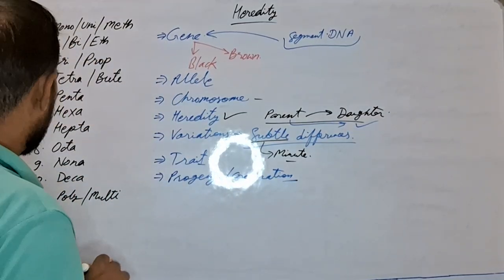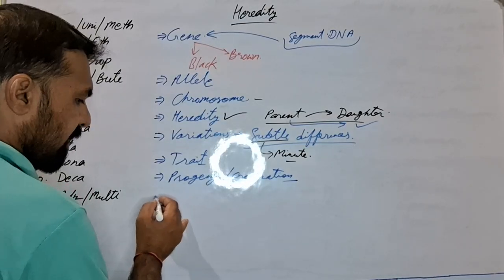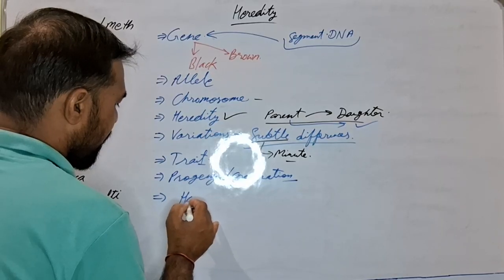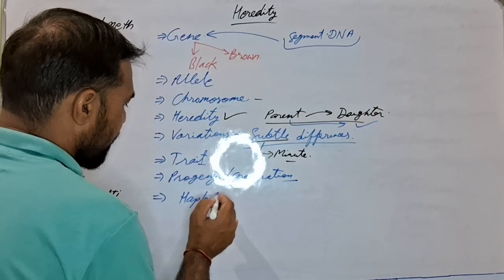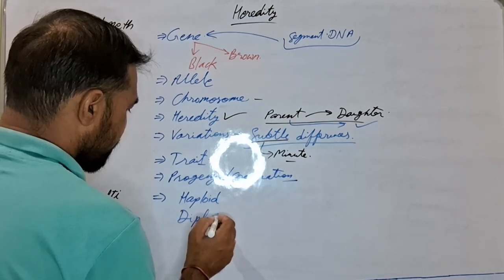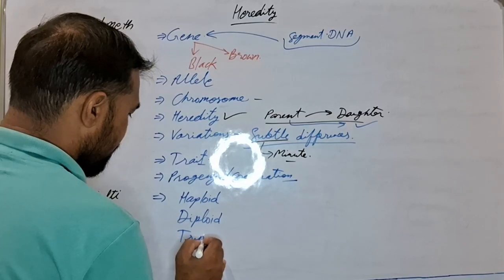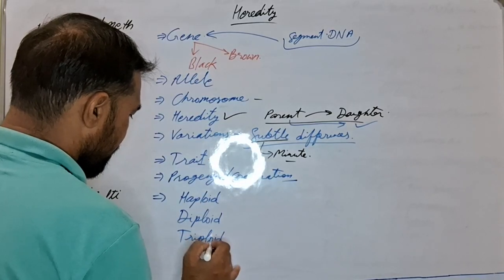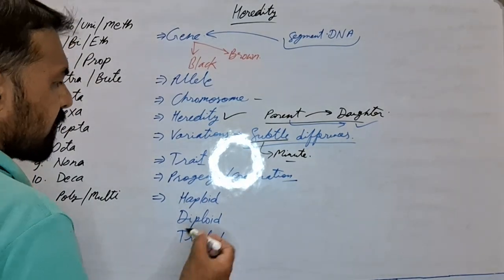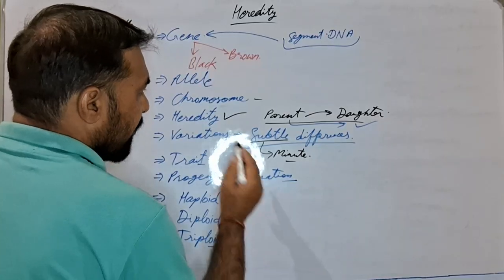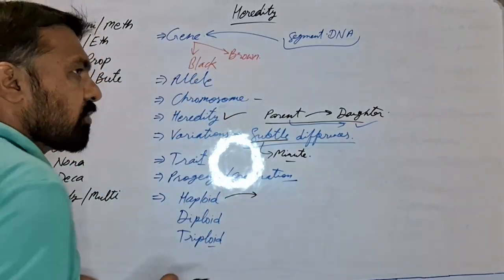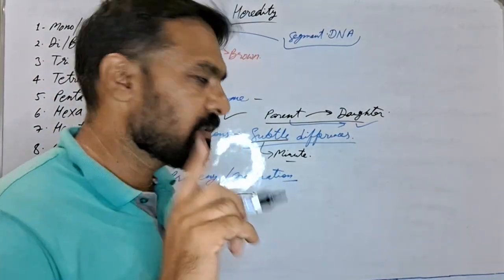Now, next, there are three combined terms, out of which one is haploid, next is diploid, and next is triploid. What are these terms? Haploid. It is the situation of a cell in which only one gene, or we may say only one form of the gene, is present to control one specific feature or one specific character.